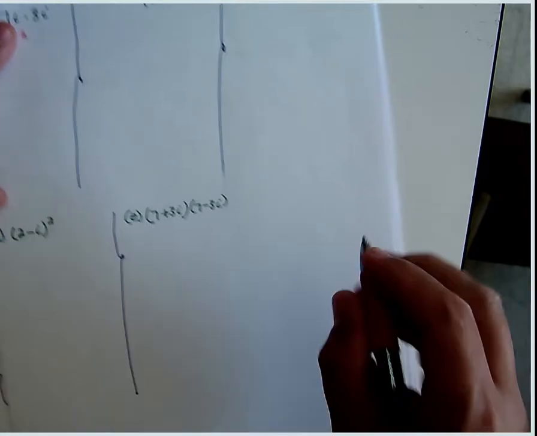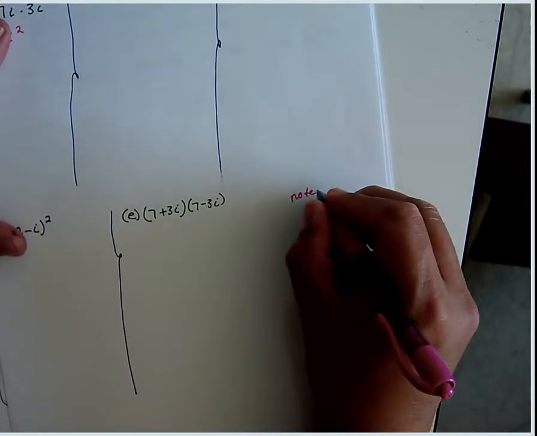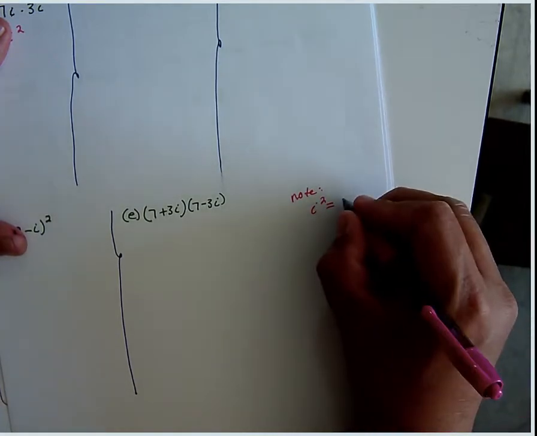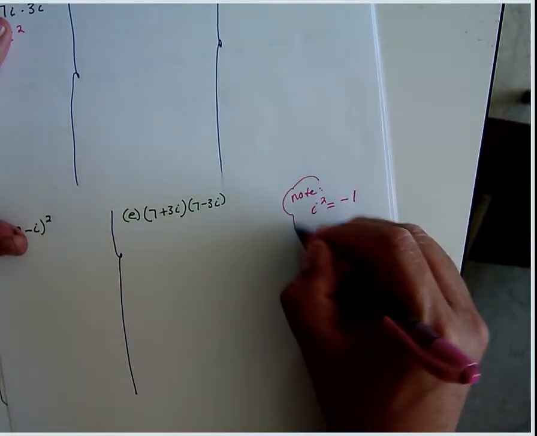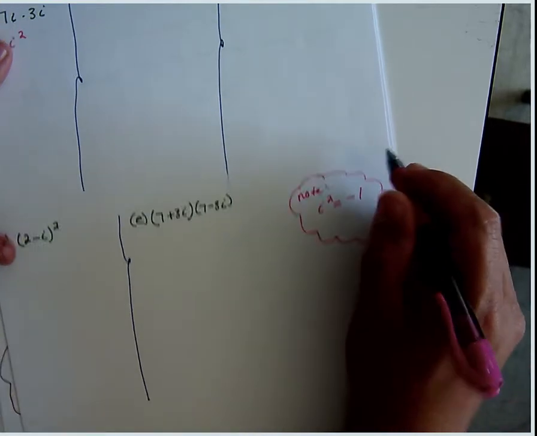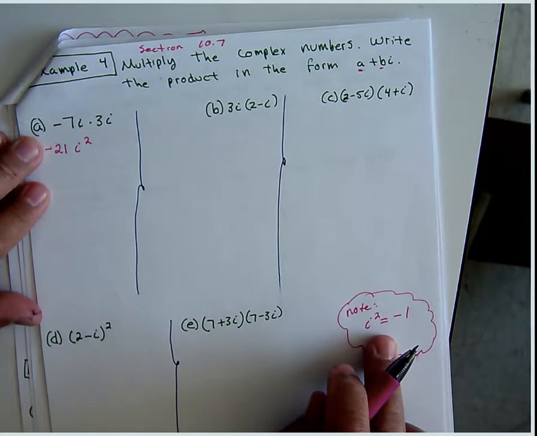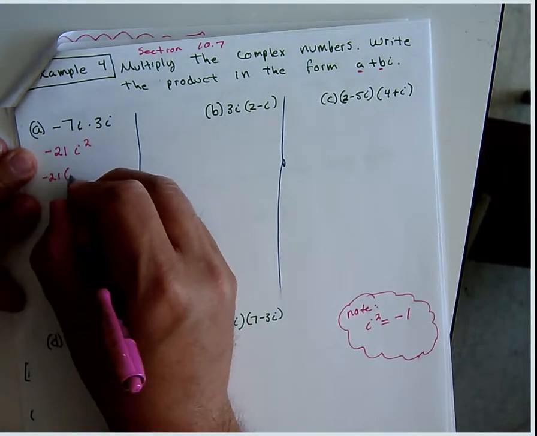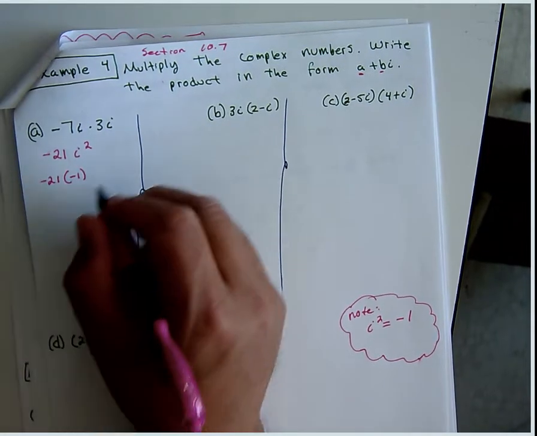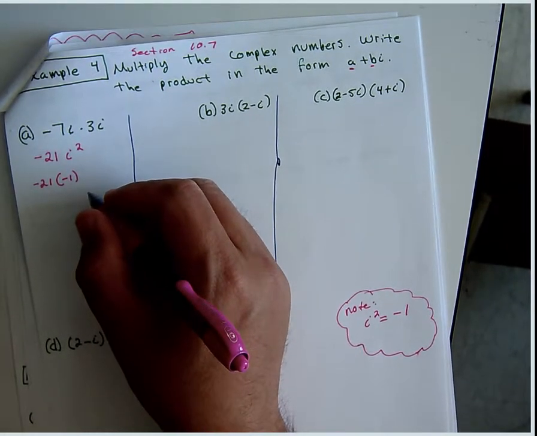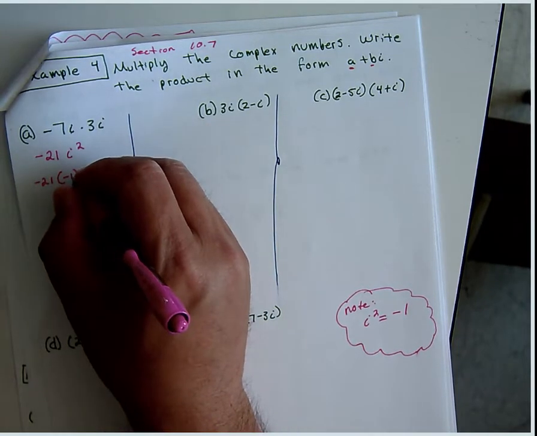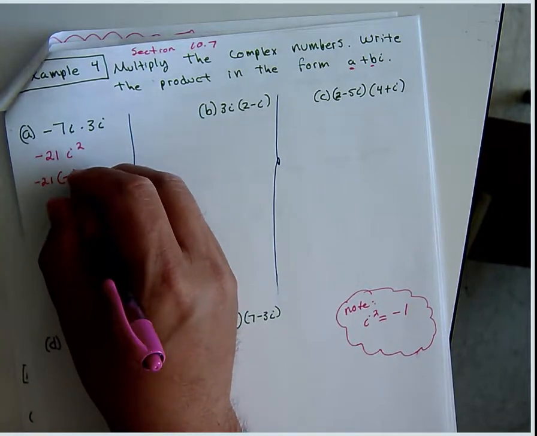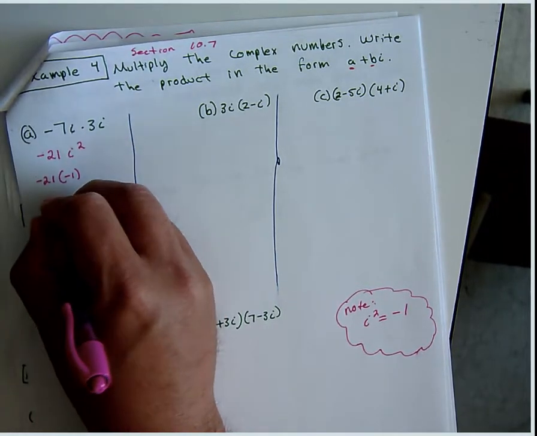So don't forget, I'm gonna put it here in my notes: i squared equals negative 1. So that means this part would be equal to negative 1. That means negative 21 times negative 1 would be positive 21.